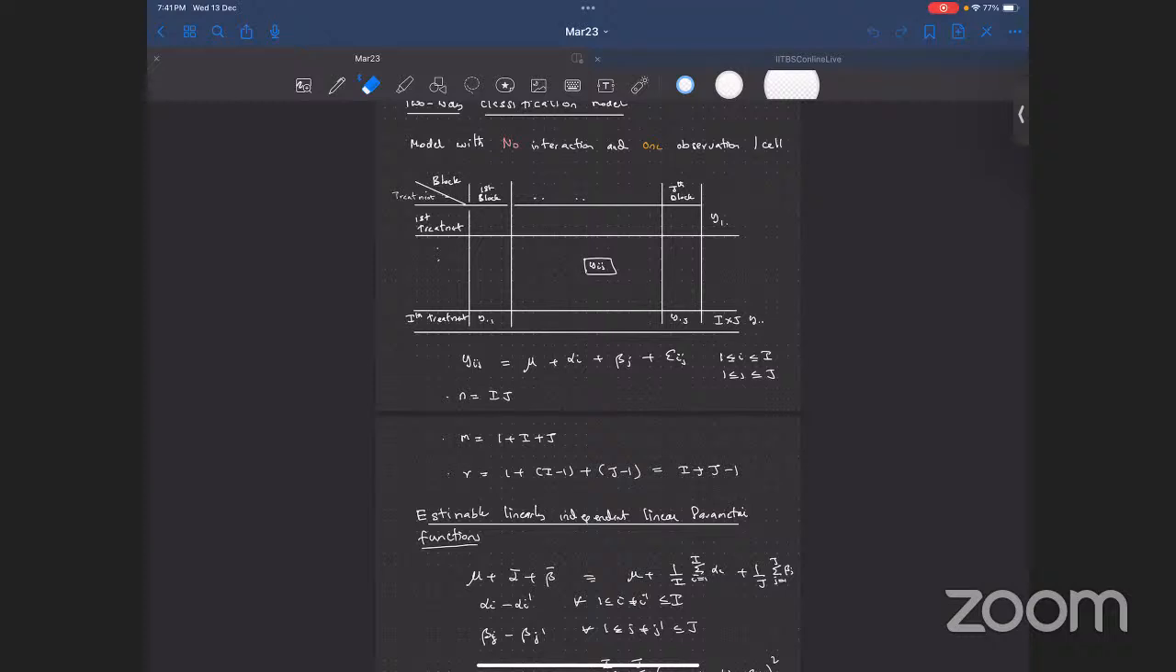So let's just see that. You can see my screen.